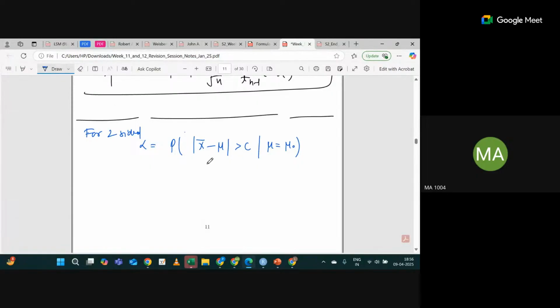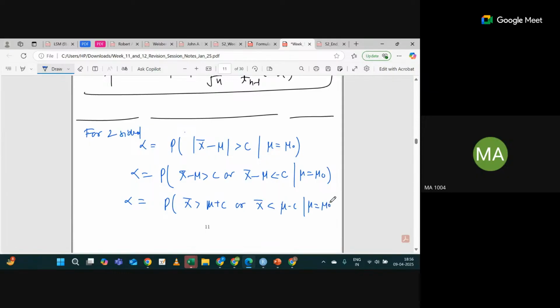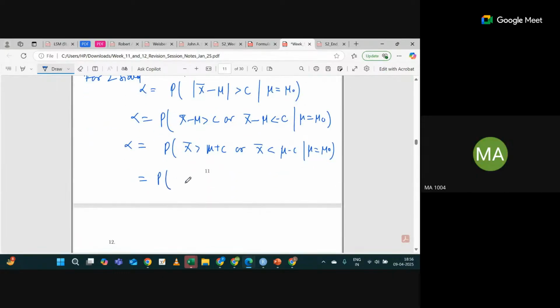So how will you proceed here? Alpha is the probability that x bar minus mu is greater than c, or x bar minus mu is less than minus c, given that mu is equal to mu naught. This becomes x bar greater than mu plus c, or x bar less than mu minus c. So it is the probability that x bar is greater than mu plus c given mu equals mu naught, plus the probability that x bar is less than mu minus c given mu equals mu naught. And then again you have to convert to standard normal form.